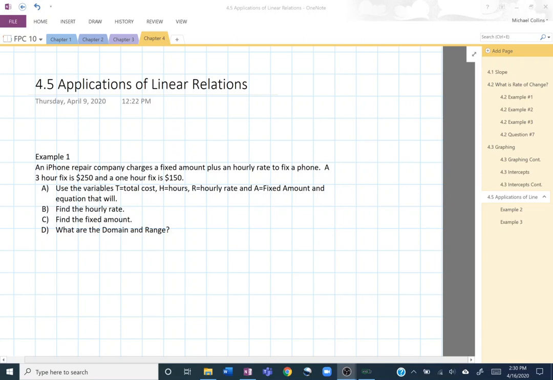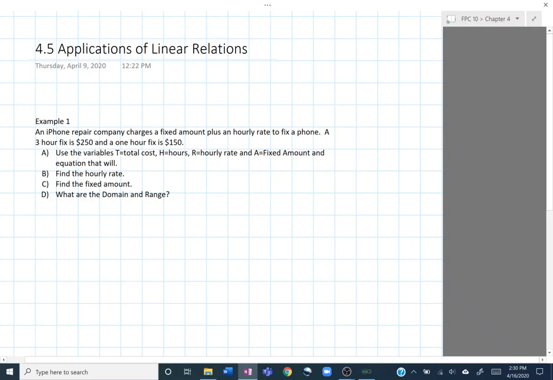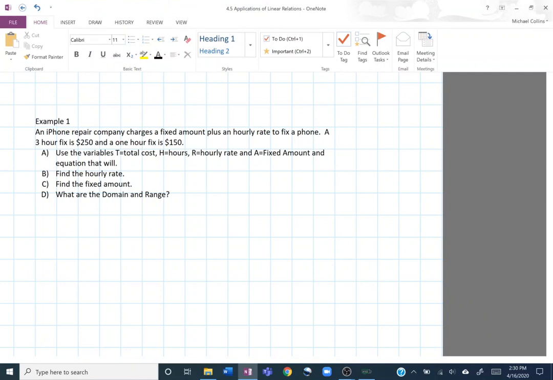So what you really have to do is take a good read through the word problem, try and understand it, and try and figure out which of the tools that you have and know you can apply to this particular scenario.